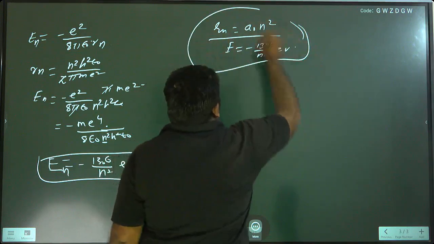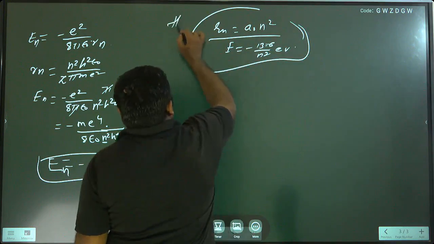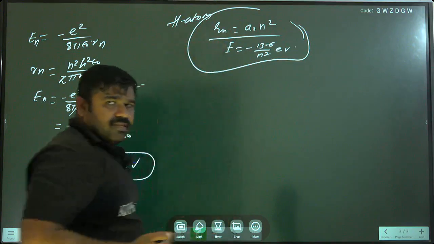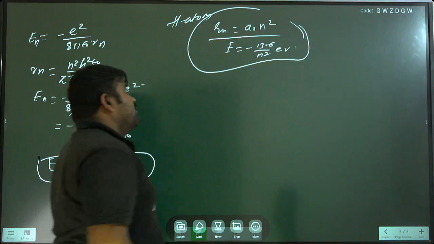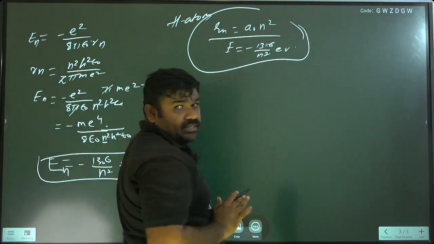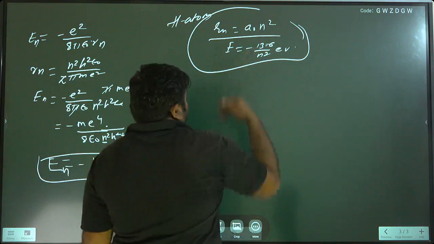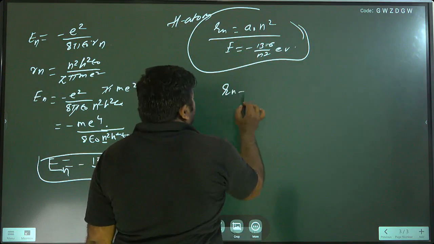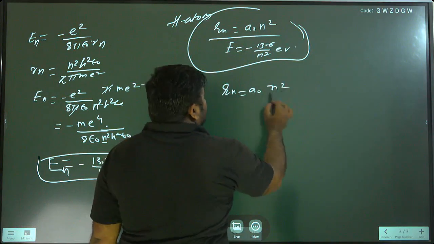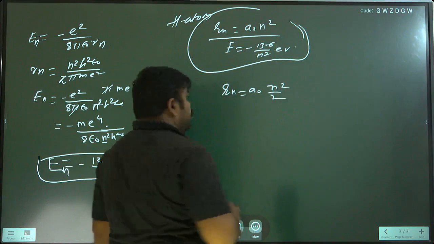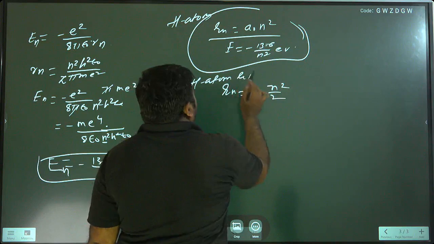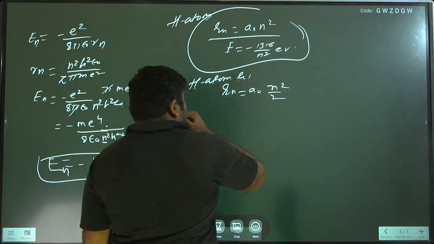Okay, memorize these two, energy and radius, for which atom? H atom or H-like atom. For an H-like atom, Z will also survive. Understood? For H atom, this one. H-like atom is like that. Rn is equal to... see what changes: this is a naught n square upon Z. Clear? This is for which case, H atom, or H-like atoms. Understood?